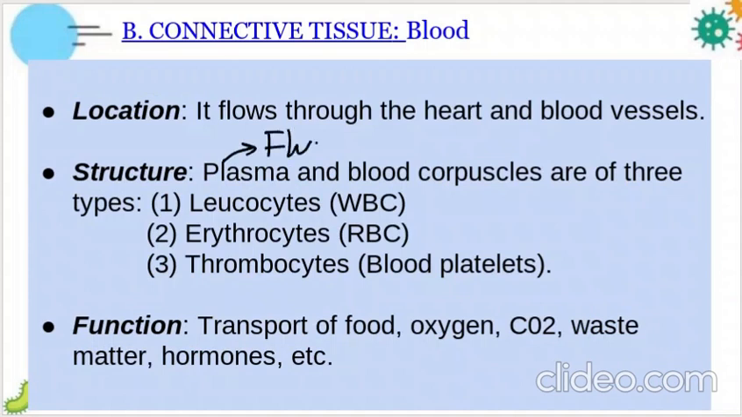So plasma is the fluid matrix, and it even contains the blood corpuscles, which are leukocytes, the white blood cells, erythrocytes, the red blood cells, and thrombocytes, the platelets, which help in blood clotting, hemoglobin, and even the immune system. The main function is to transport food dissolved in the blood to the different parts, provide oxygen, give out carbon dioxide, waste matter, and hormone secretion. It's all done by the blood.